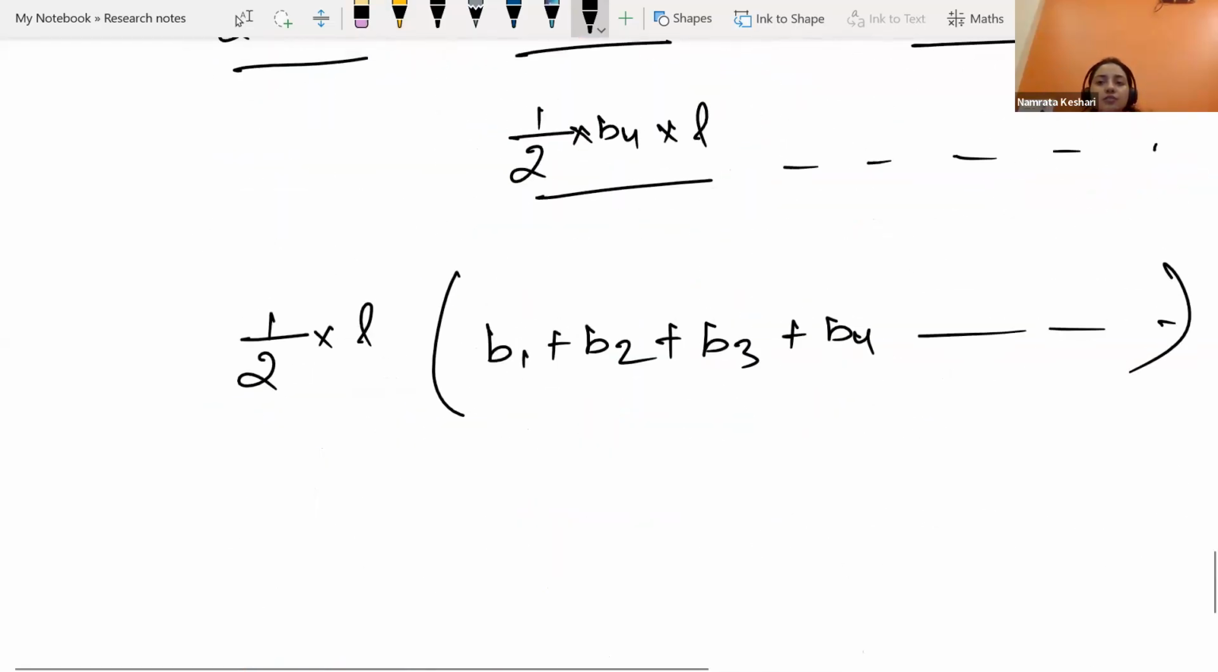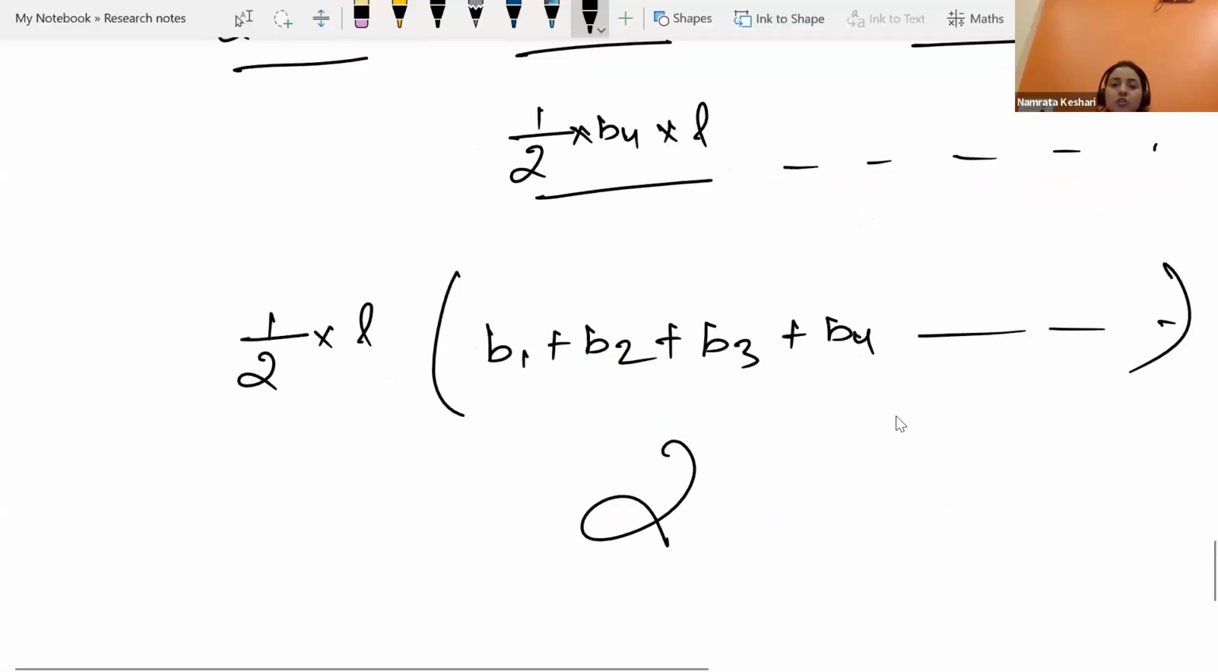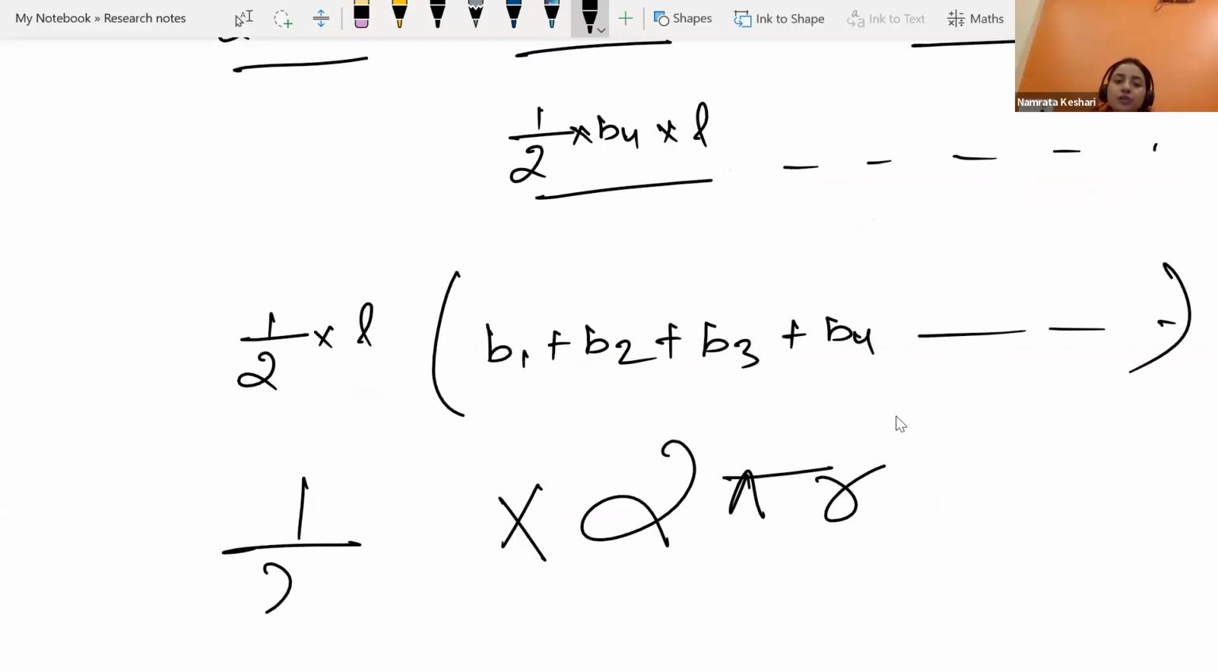Is it crystal clear so far what I'm talking about? Base 1, base 2, the summation of all, whatever the number, is nothing but just the circumference of the circle, and this is what we are having.